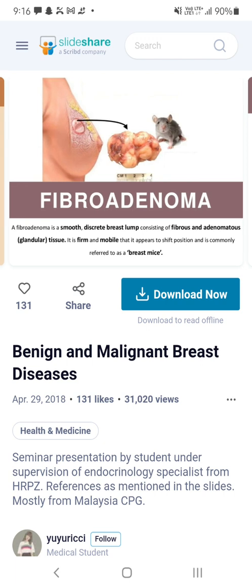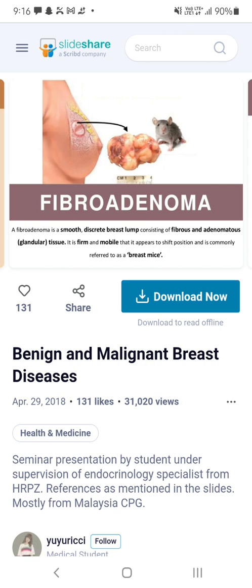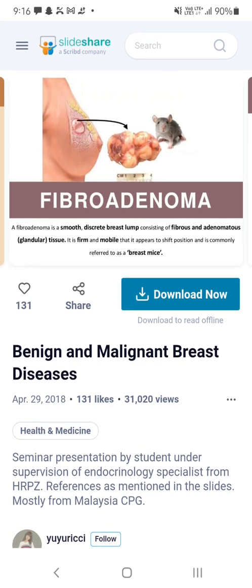It is firm, mobile, and it appears to shift position, commonly referred to as breast mice. So why? Because it is a smooth, discrete breast lump. See how it looks inside the breast. Nice picture they have given for your better understanding. See how the lump looks. It's a fibrous one. It is a tissue, nothing but overgrowth of the tissue.